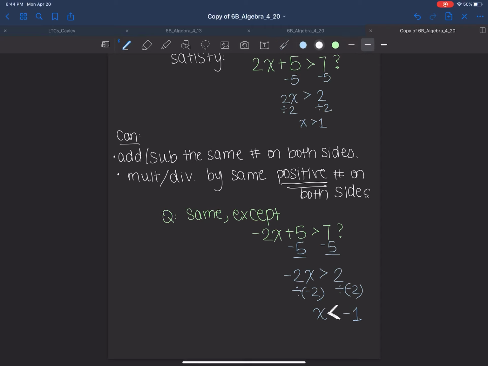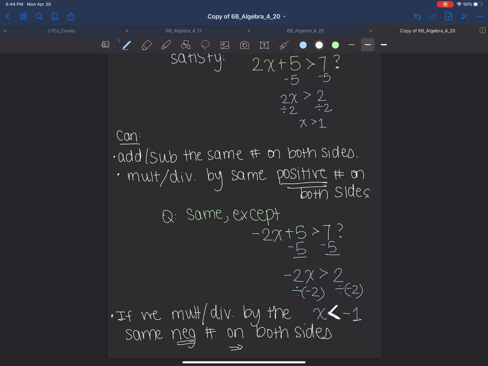So the last thing we need to note is if we multiply or divide by the same negative number on both sides, we have to flip the inequality. This is another thing that you have to be extra careful about.